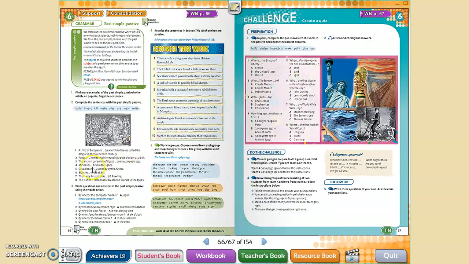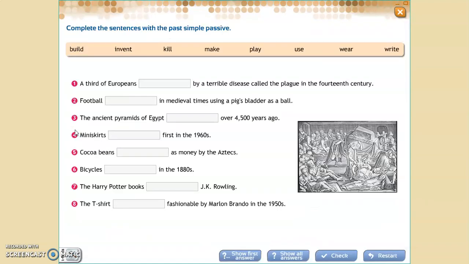Okay, so now we can practice the passive with the exercise. Okay, so let's see. Here in this exercise, we have 8 sentences and we have 8 verbs. Okay, so we know that we are going to use the past simple passive. So we are going to use the verb in the past simple. So here we have the verbs in the passive.